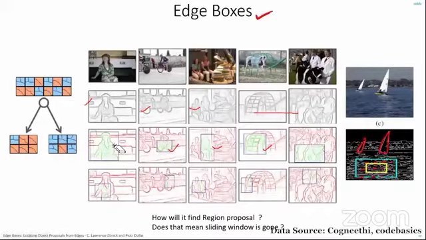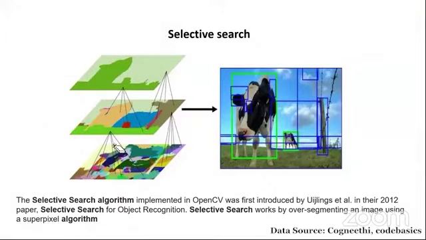Okay, so the next algorithm that is of our interest is selective search. Selective search is something which will be helpful for our CNN family as well.